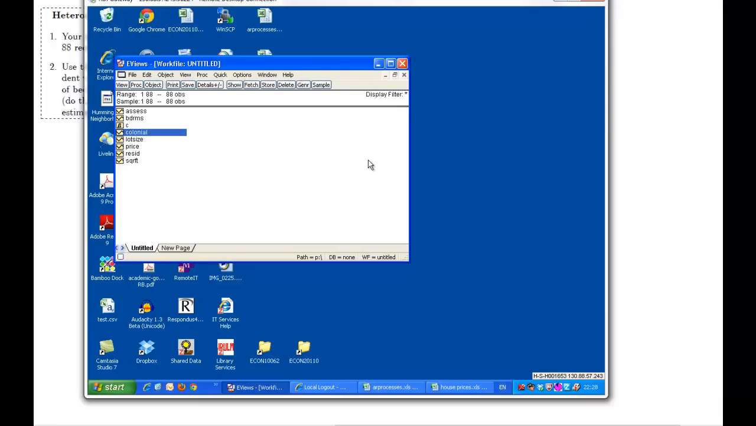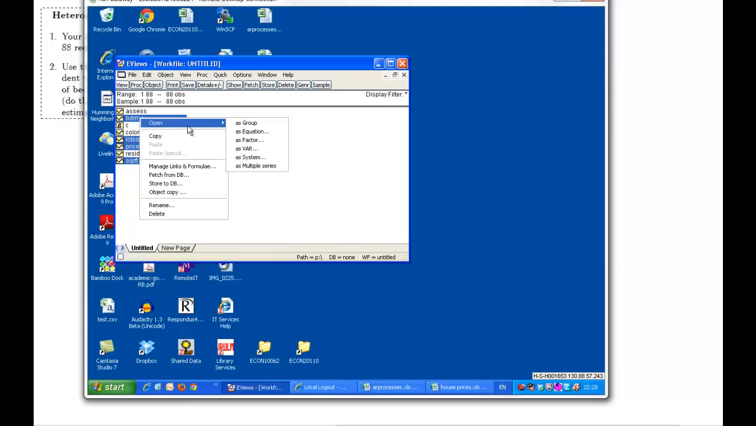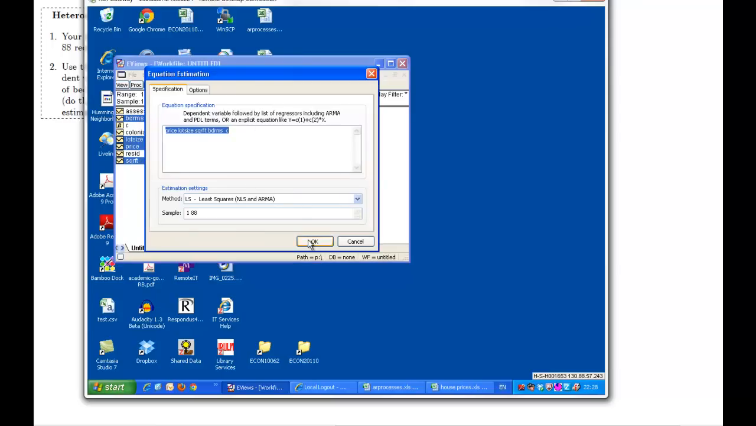So now we are being asked to calculate a model with the house price as dependent variable and lot size, number of square feet of living area, and the number of bedrooms as explanatory variables. So here we go.